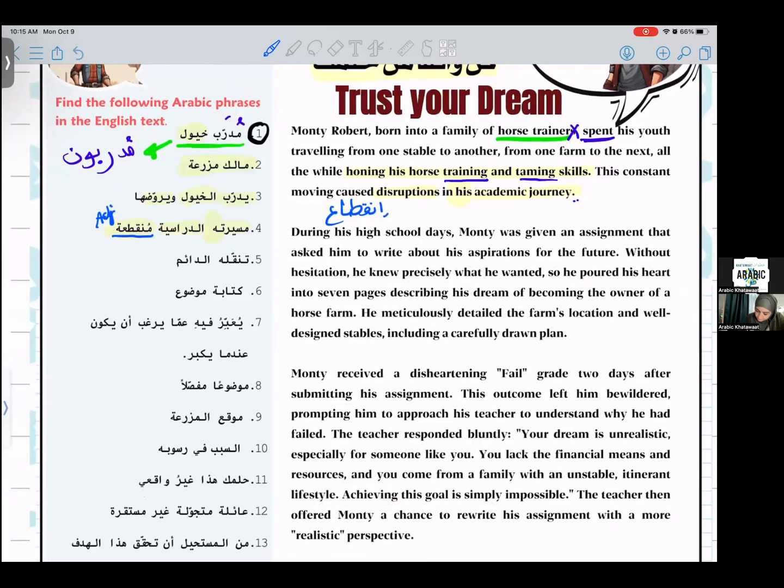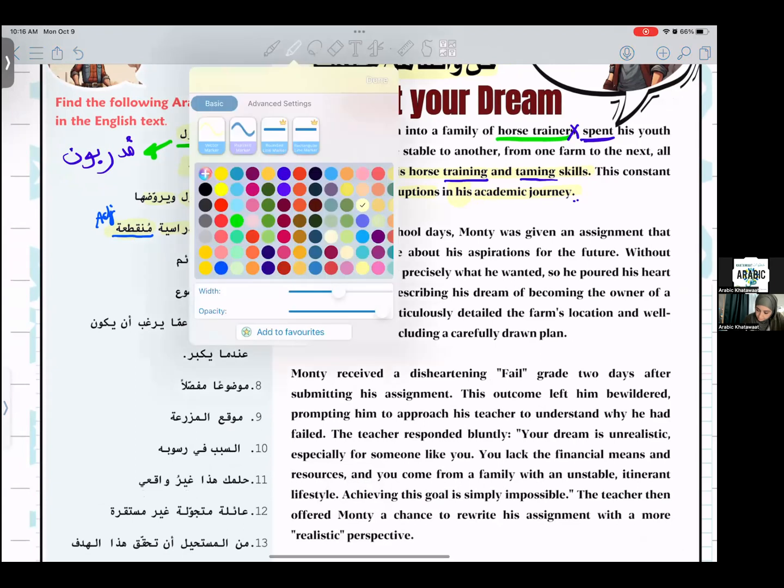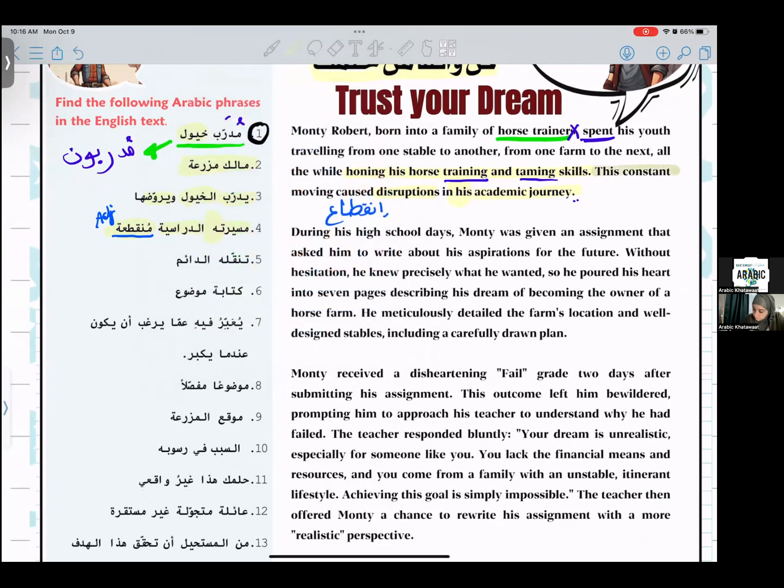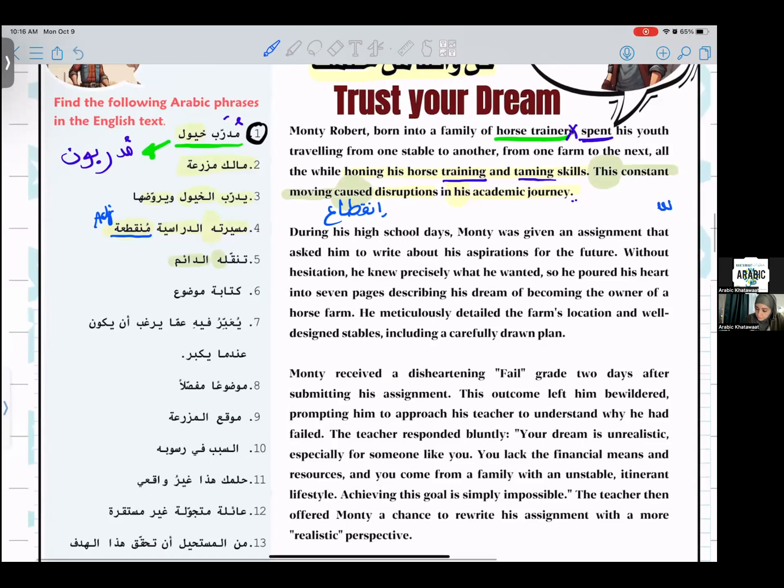Now, moving. I'll just put a different color so I can see which ones I am going over. This constant moving. So instead of this, in Arabic, we have his constant moving. So الدائم didn't change. تنقله الدائم, أو هذا التنقل الدائم. If I'm saying this constant moving, and I have caused, we learned caused in the previous part, which is سبب, to cause something as a verb. So we say سبب. And I can go back to my notes over here and keep writing them.